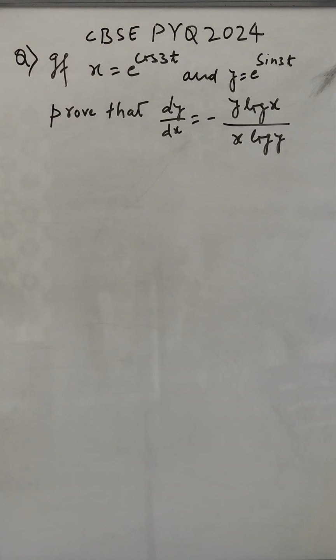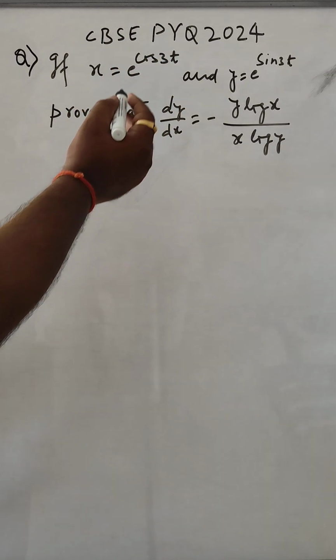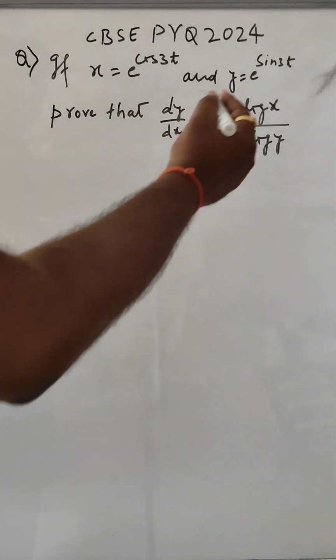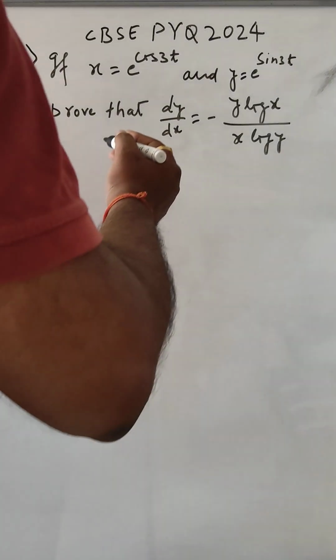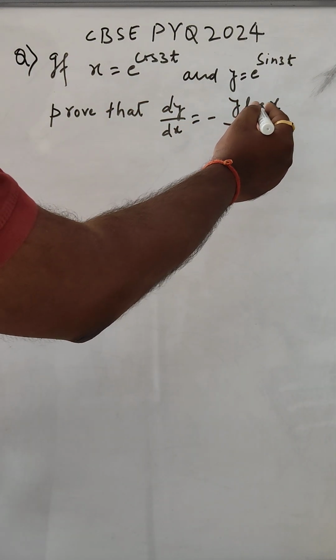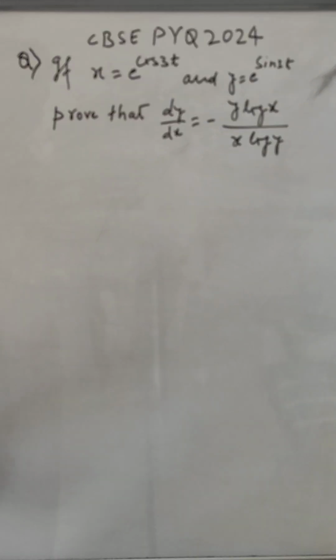This problem came into the CBSE exam. The question is: if x is equal to e to the power cos 3t and y is equal to e to the power sin 3t, then we have to prove that dy by dx is equal to minus y log x divided by x log y.